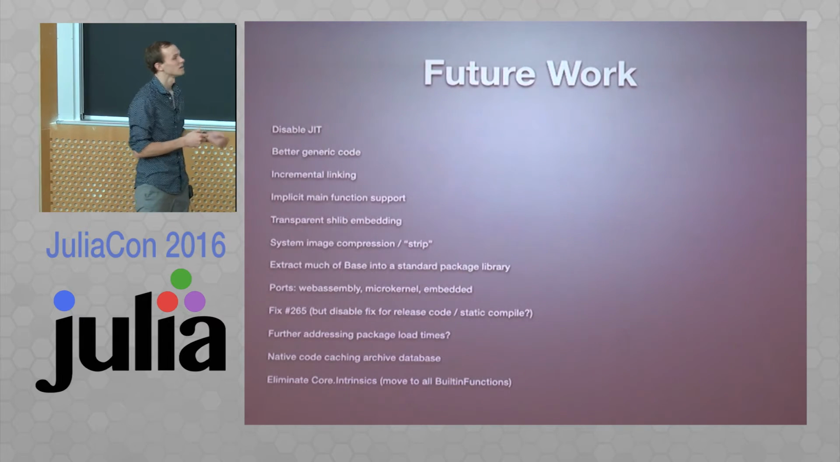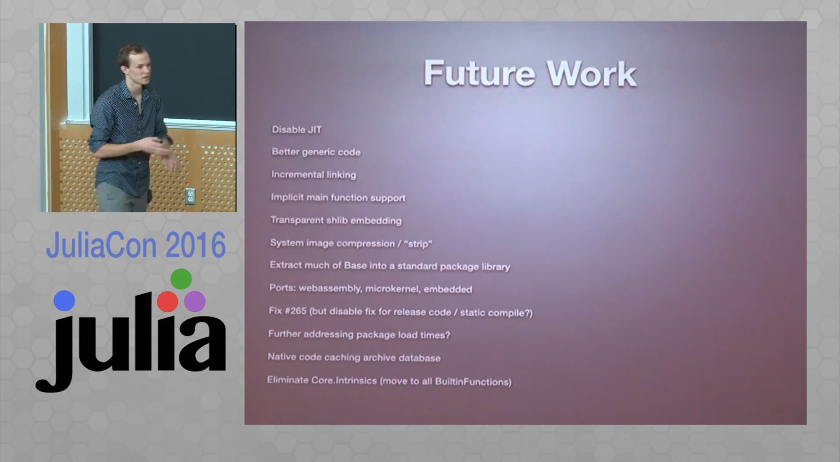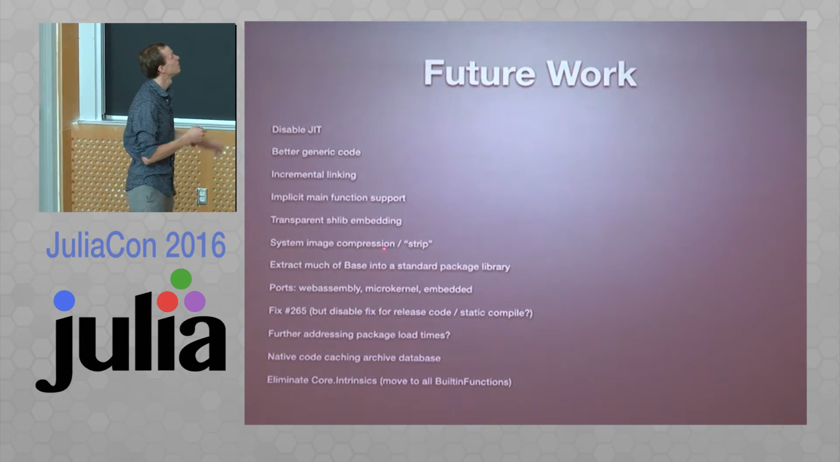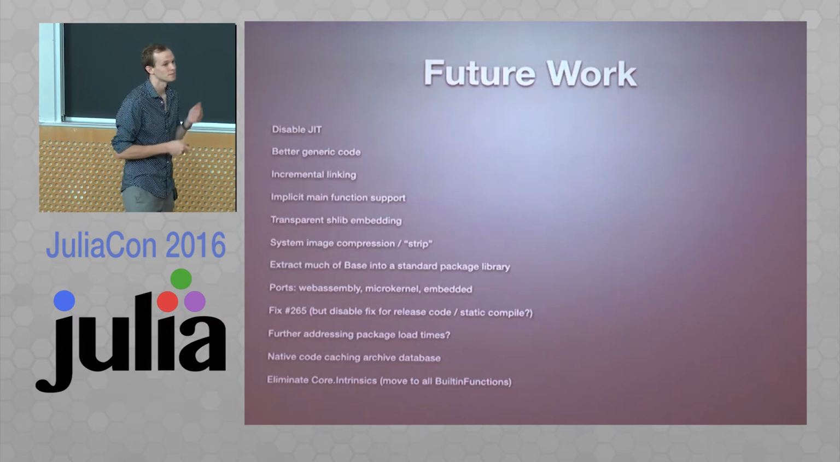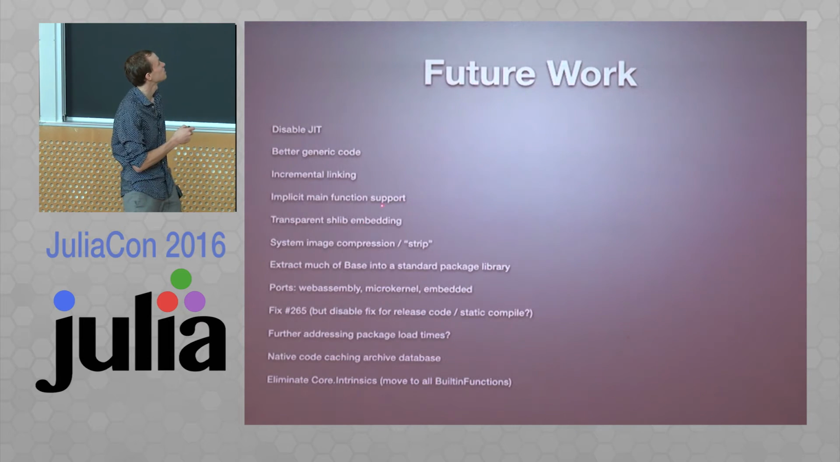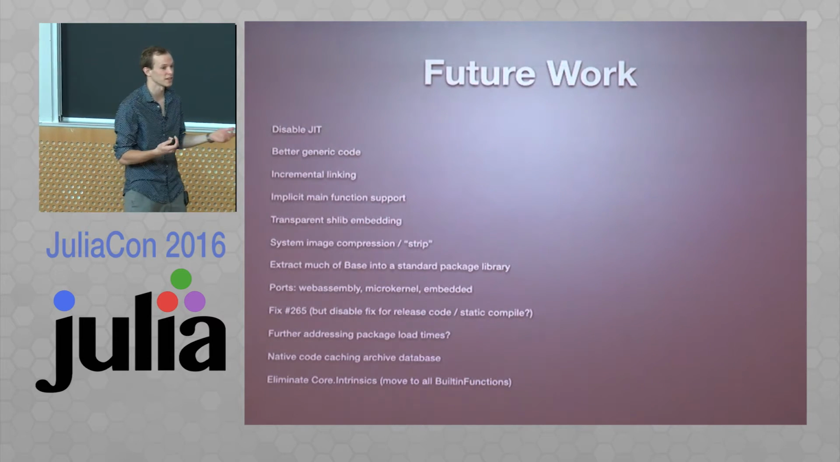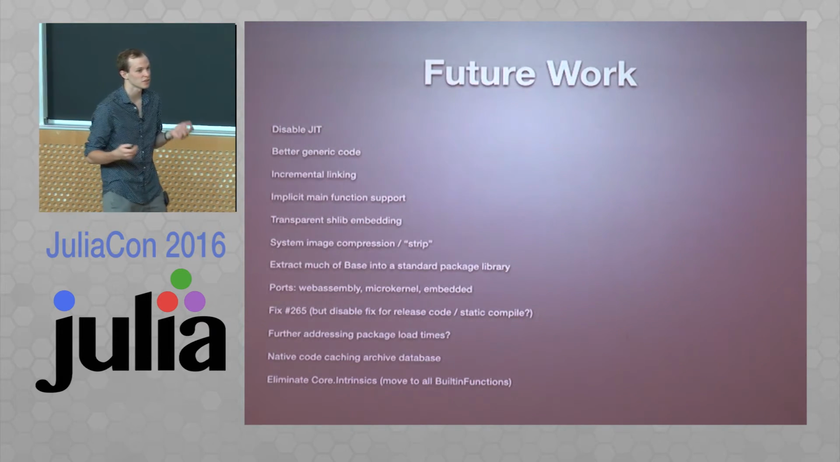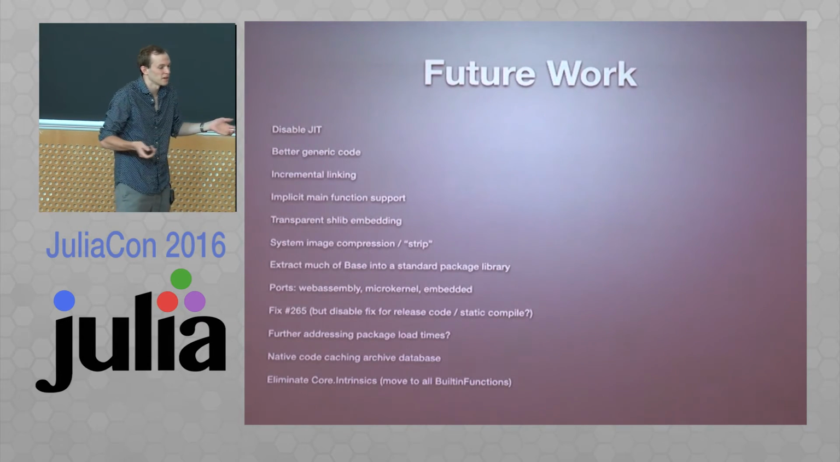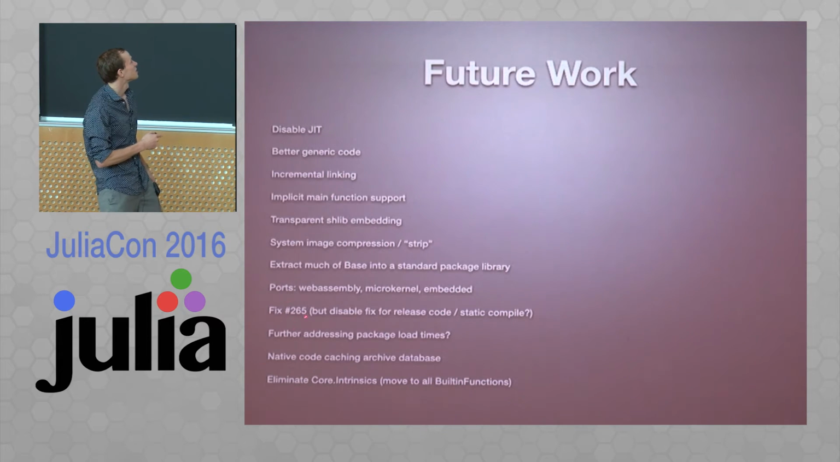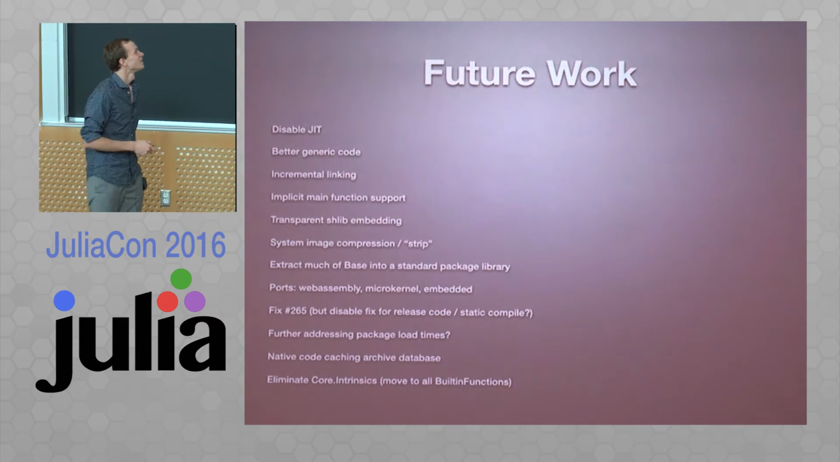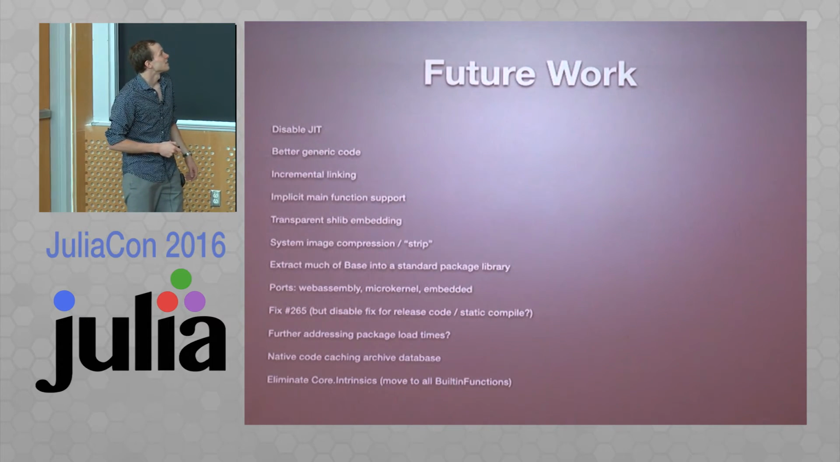I'm trying to make better code, faster code, better startup times, better distributions, better embedding. Trying to make it maybe so you don't have to call Julia init. You can just link against the Julia program, just as if it was any other C program, and transparently embed that in an application. There's addressing 265, which is a big one.